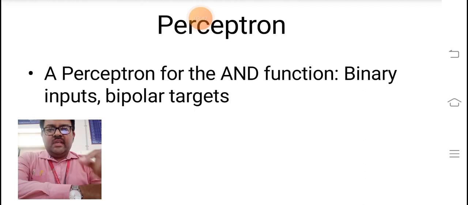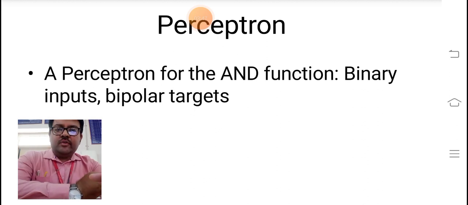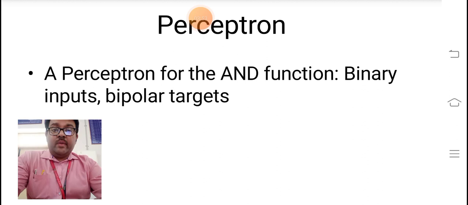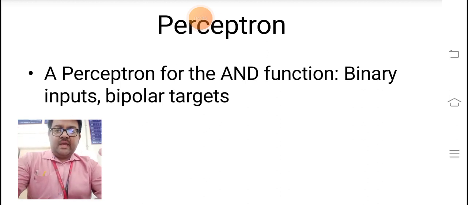We will first see an example. We will start with applying perceptron for the AND gate or the AND function. Here we take inputs as binary and targets as bipolar. Input as binary means it will be zeros and ones, and bipolar means 0 is considered as -1 and 1 is considered as +1. That is the meaning of binary and bipolar.